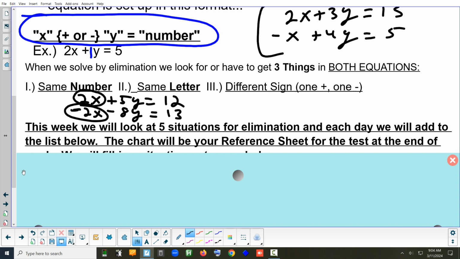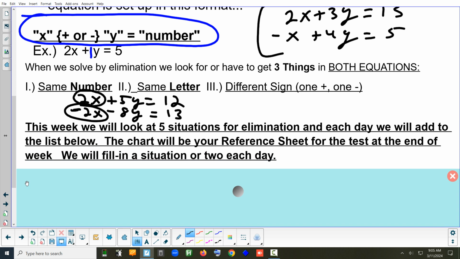All right, so we're going to look at 5 different situations for elimination. Okay, you don't have to write this part down. All right. So today we're going to look at, I think, just situation 1. Okay, so situation 1 is the easiest case you can have. Tomorrow, I think we're going to do 2 and 3, and then Wednesday we'll do situation 4 and 5.